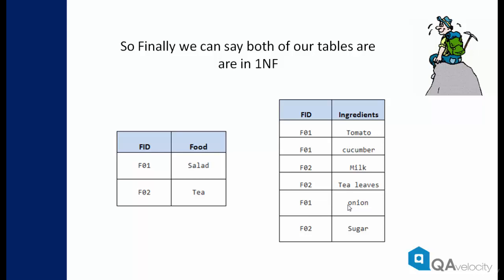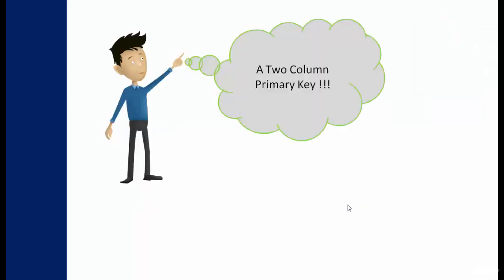But on the other hand, if we see the ingredients table, it still does not have a primary key. If you try to search using FID, multiple records will populate for a single key. So to mitigate this issue, we have combined two columns of the table to search the data uniquely. So it becomes a 2-column primary key.